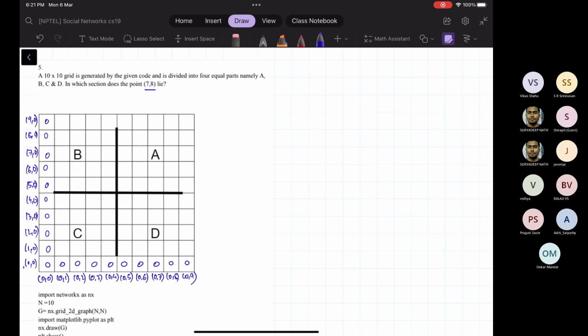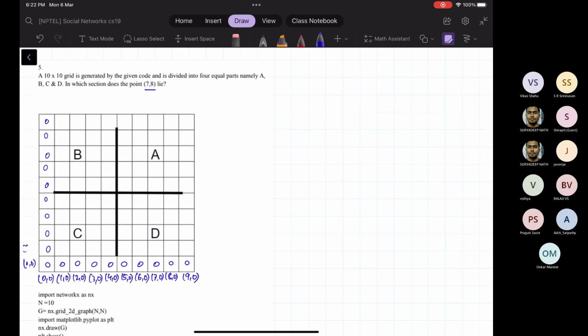So now we are asked to find where the point 7, 8 will lie. There is a slight error. Actually, I have swapped the x and the y. So the first coordinate will vary along the x-axis. So it will be 1, 0, 2, 0, 3, 0, 4, 0, 5, 0, 6, 0, 7, 0, 8, 0, and 9, 0. And along the y-axis, the second coordinate will vary.